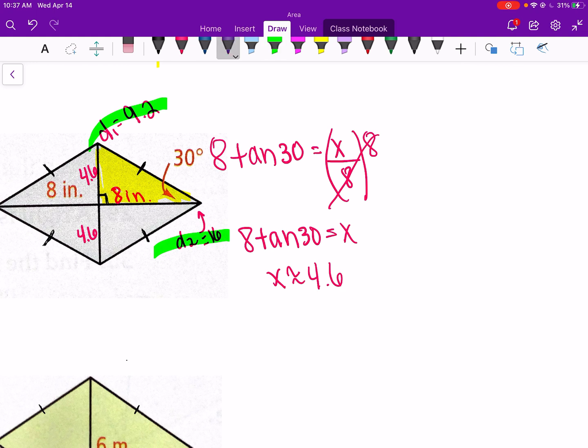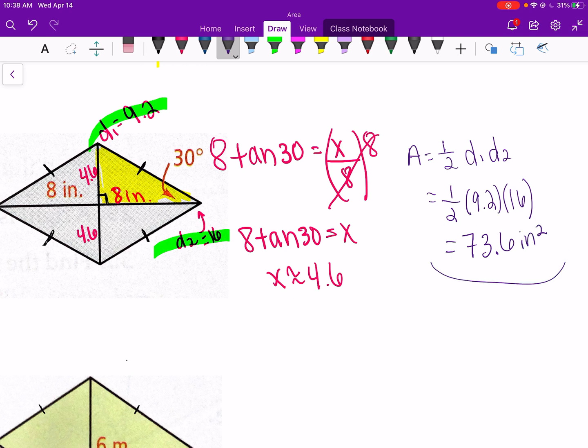Therefore, we can find the area. So the area is equal to 1/2 times d1 times d2, which is 1/2 times 9.2 times 16, which is about 73.6 inches squared. There's our area.